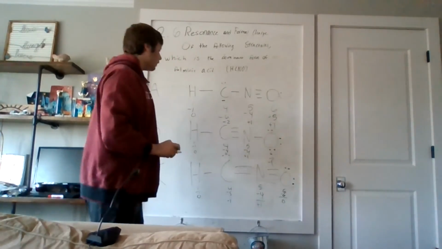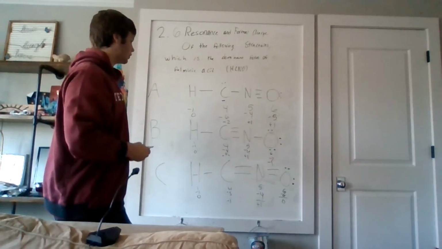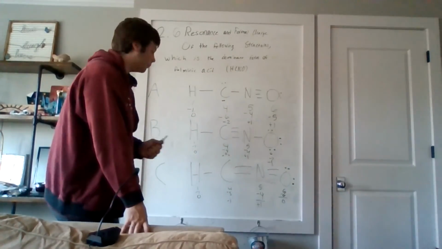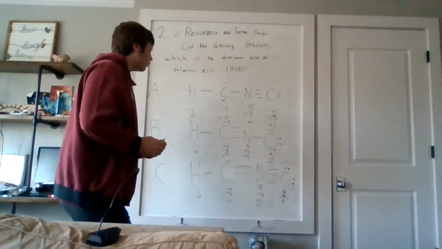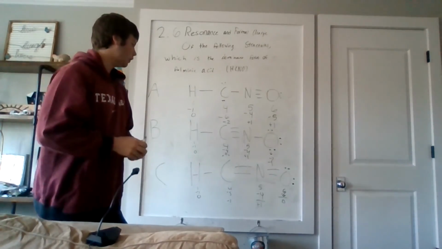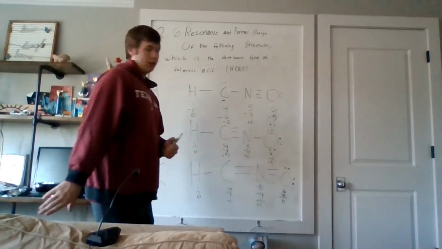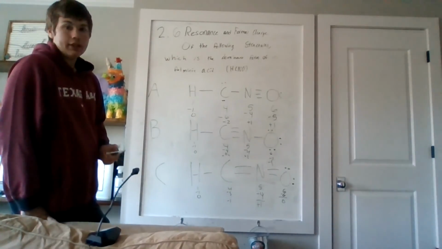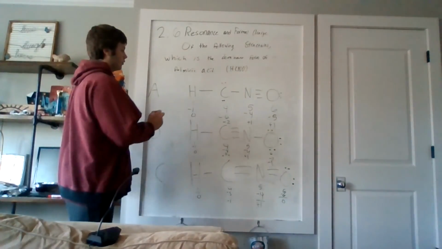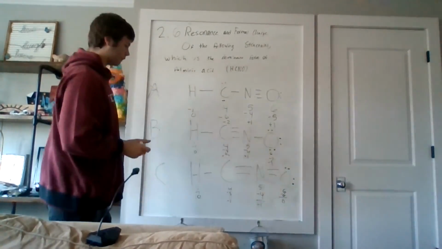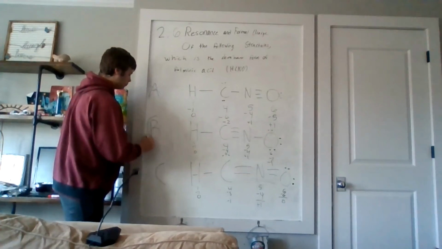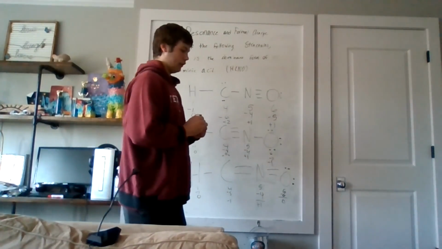So none of these completely minimize formal charge, but if they don't completely minimize, you can look for one thing. You want to look for the one that has the negative formal charge on the most electronegative element. So of H, C, N, and O, the most electronegative is oxygen. So we're looking for the one that has a negative on oxygen. So A has a +1, so it can't be A. C is 0, but B has a -1. So B would be the dominant structure of fulminic acid.